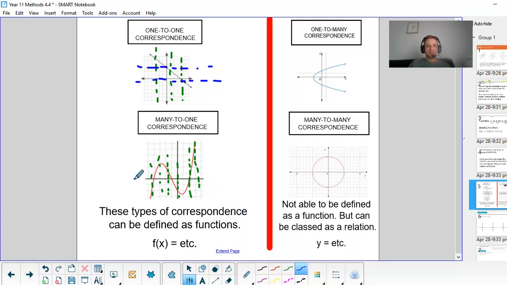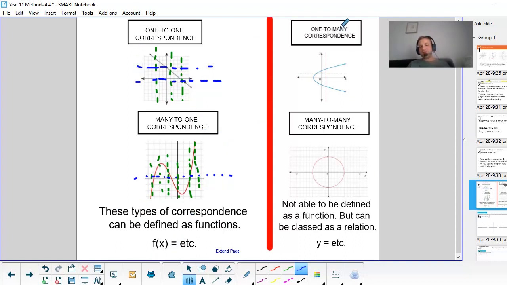This one fails the second test, which is my horizontal line test, because this blue line I just drew here actually hit this graph 3 times, not just one, which means it's got a many-to-one correspondence. Okay, but a one-to-one correspondence and a many-to-one correspondence, they're still all functions because it's all about that vertical line test.